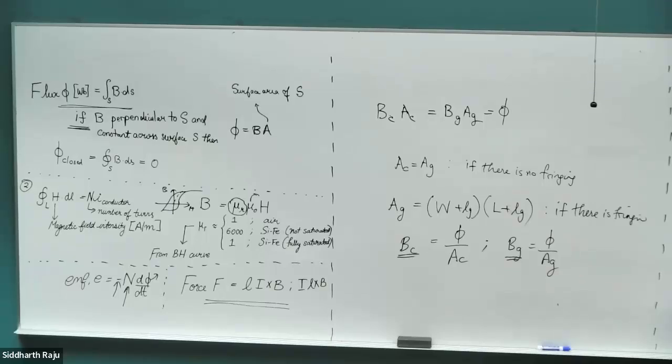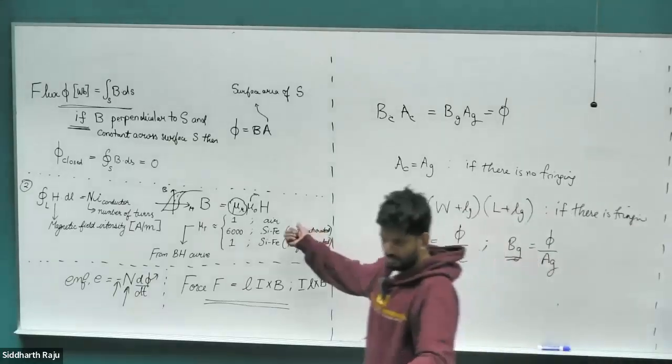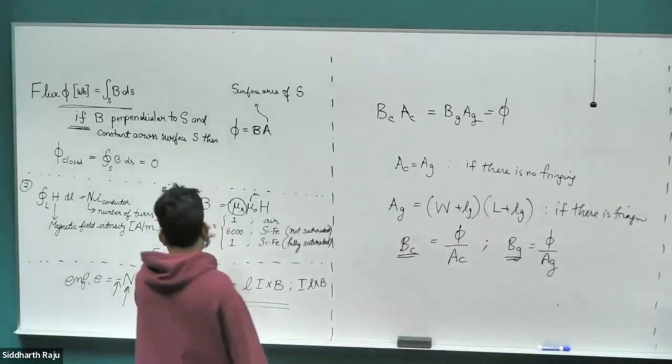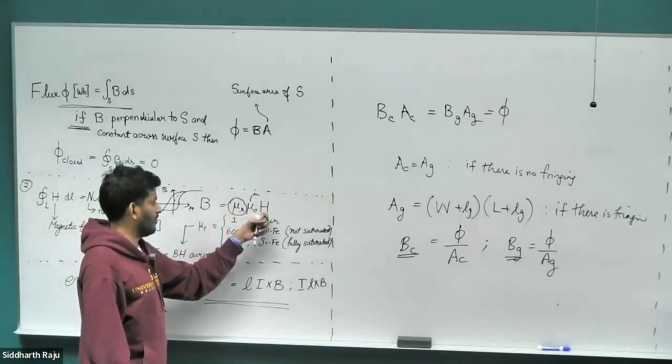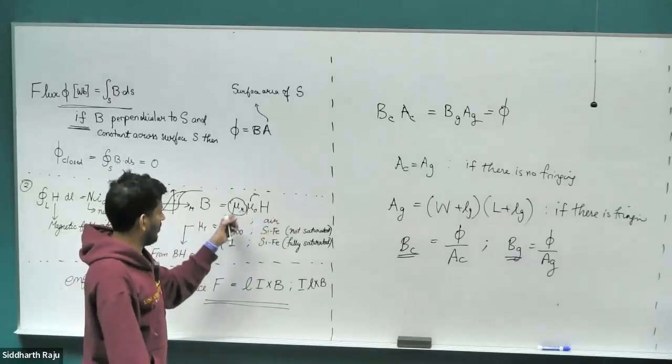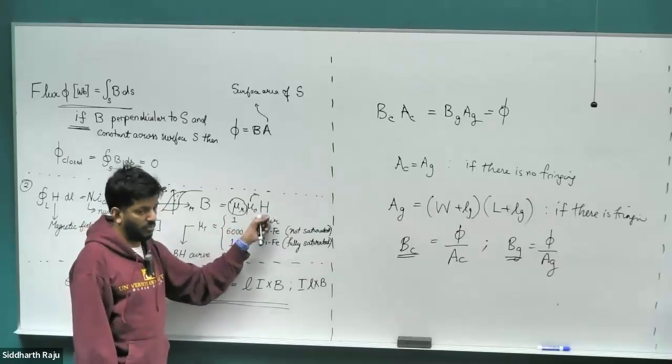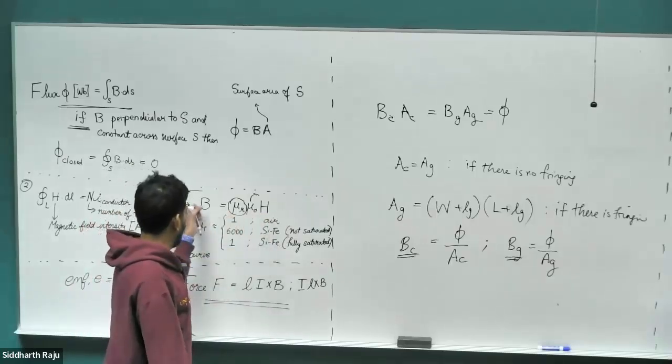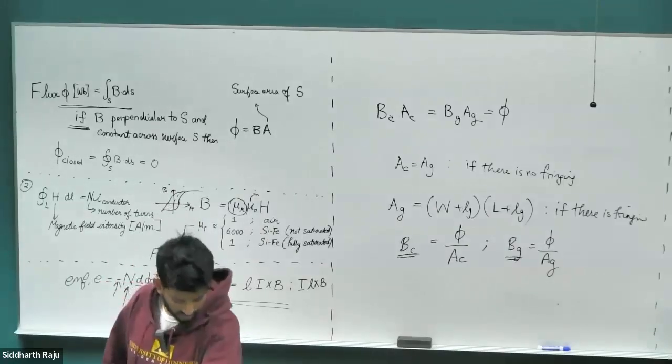Do you know the relationship between BC and H? Yeah, HG. Okay. So we do know the relationship between HC and BC as well as BG and HG, right? That's the one that I've written right here on the first screen, where B is just mu R mu naught times H. And for the iron core, I've given the mu R to be 6,000. For air, I've given it to be 1. So there is a direct relationship between the B and the H, right? So we can just substitute those.